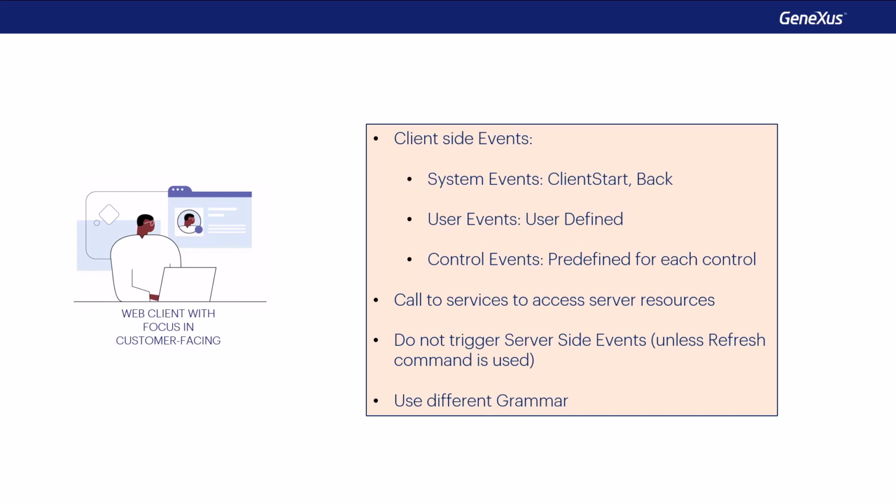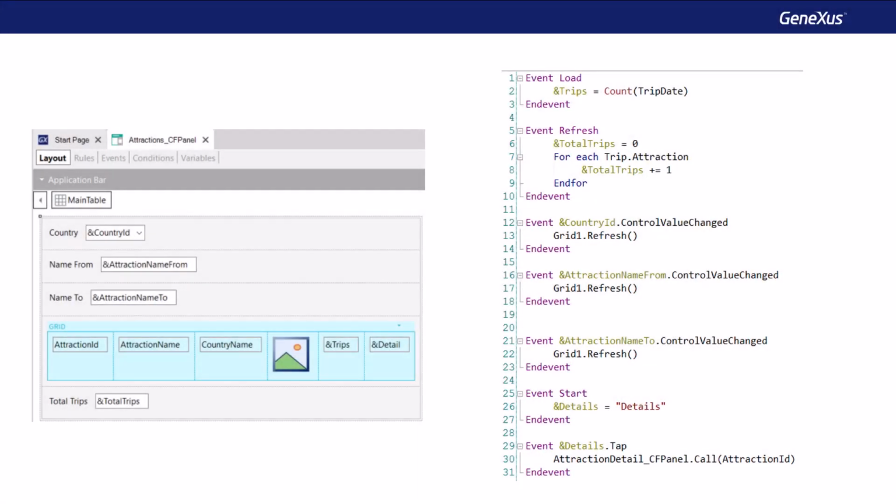In the same object we saw before, we program only events associated with the controls. We don't program any user events. To each variable of the on-screen filters, we program its control value changed event to trigger the grid refresh method, which will cause the server refresh and load events to be triggered to update the contents of the grid with the filters entered. We also programmed the tap event of the details variable to invoke the attraction detail cfpanel to see the details of the selected attraction, whose attraction ID identifier is sent in a parameter.